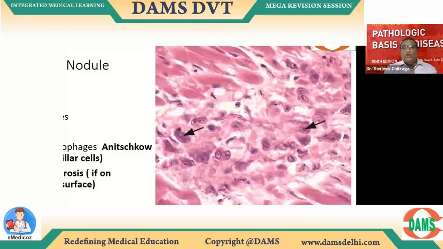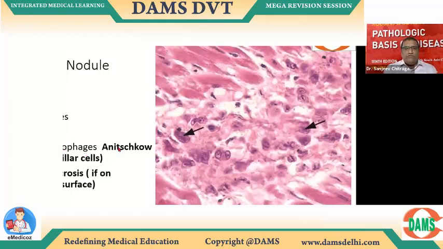So an Aschoff nodule typically consists of, this was a question in a previous year, Aschoff nodule contains all except, look at this: lymphocytes will be there, plasma cells will be there, macrophages will be there. So T lymphocytes will be there, there will be plasma cells, there will be plump macrophages.